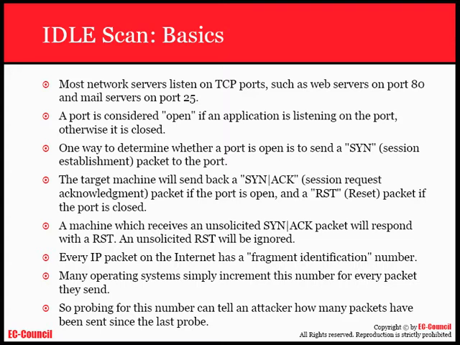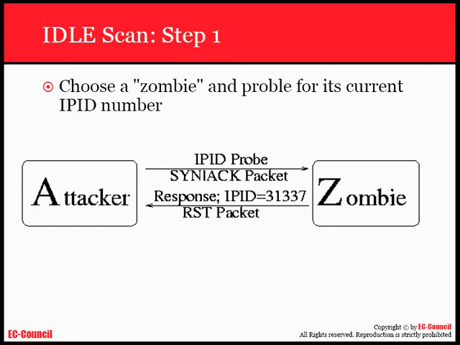So what I can do is I can probe to find out what this number is, and that will tell me whether or not, or how many, packets have been sent since the last probe. So the first thing I have to do to make the idle scan work is I have to have a zombie. In other words, I don't want to give away my location, so I'm going to make somebody else do the work for me. So I choose a zombie, and I basically send a SYN ACK to it and wait for it to send me back a response.